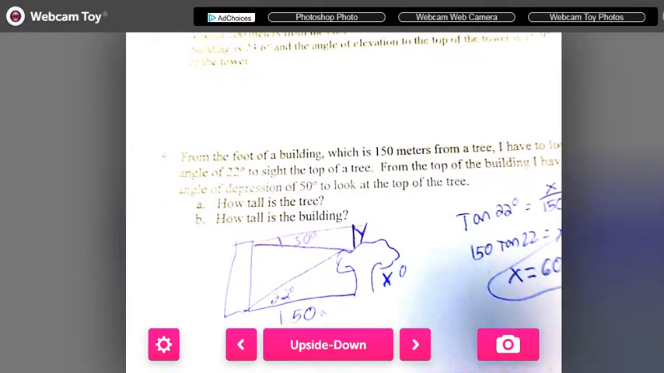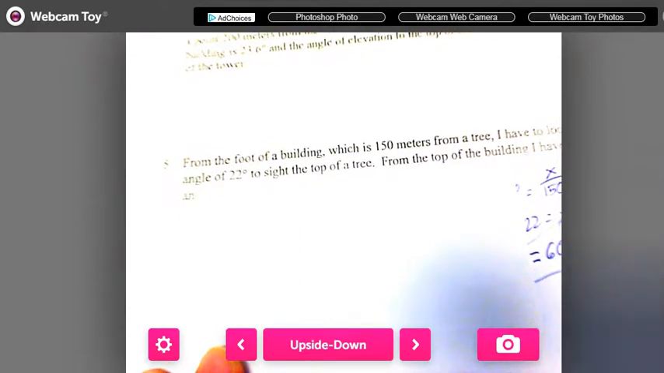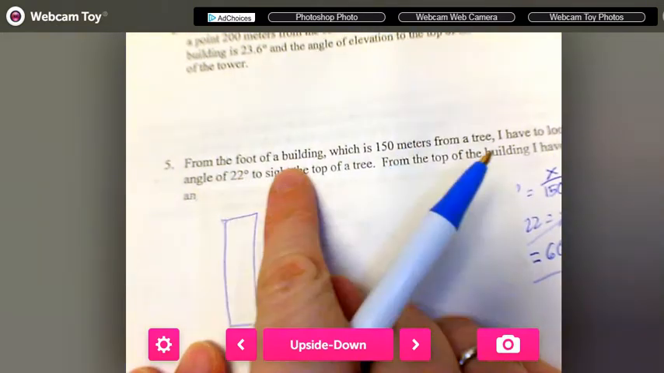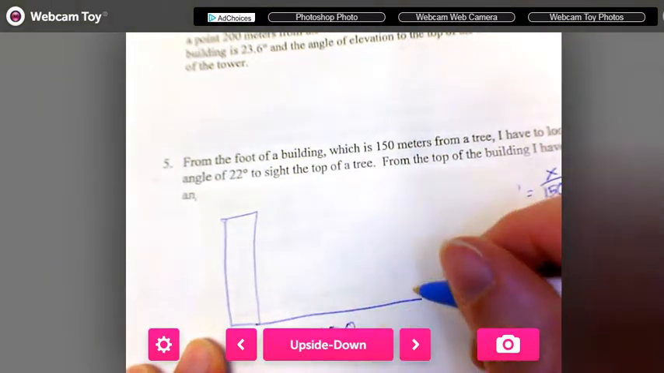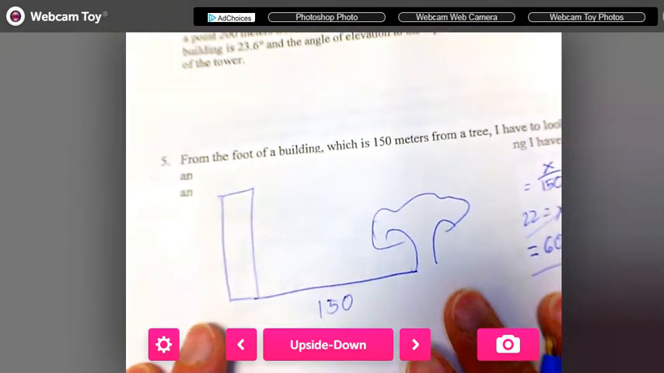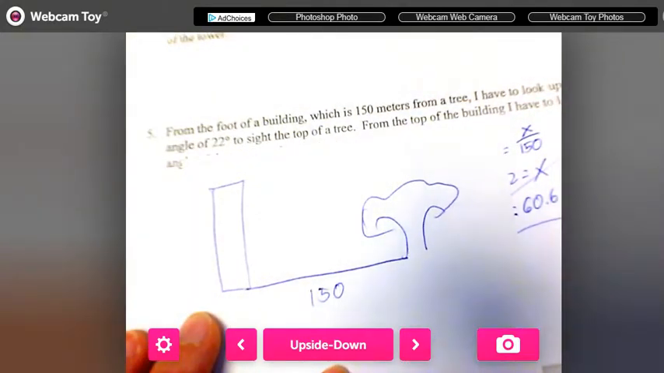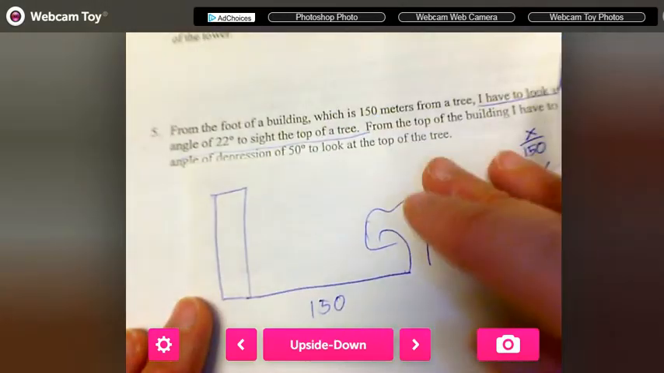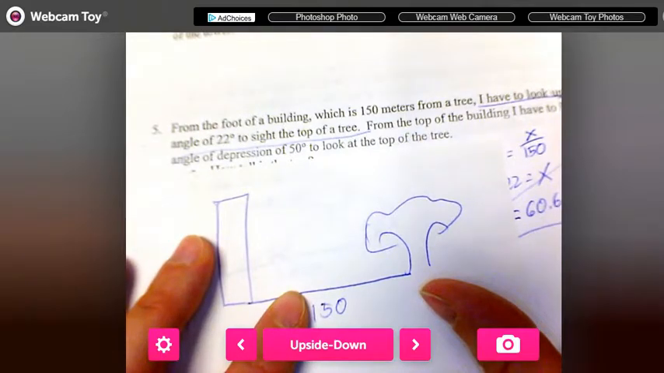Here I've got my building. From the foot of a building, which is 150 feet from a tree. And here's my tree. So far, so good? Okay. I have to look upwards at an angle of 22 degrees to see the top of the tree. I'm going to ignore that part right now because I already found that. From the top of the building, I have to look down at an angle of depression of 50.